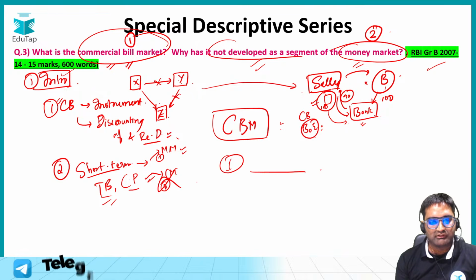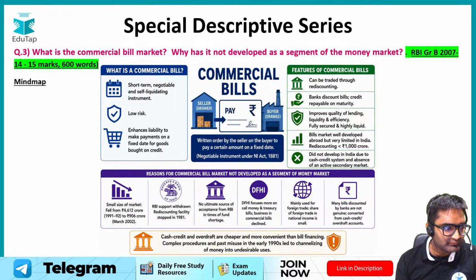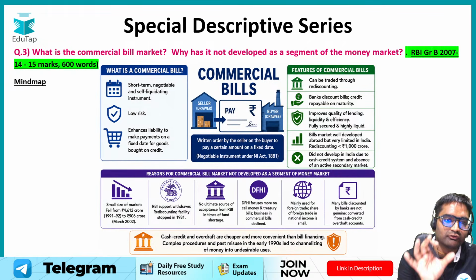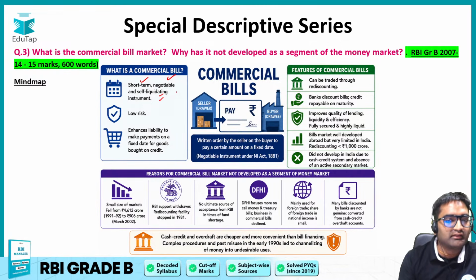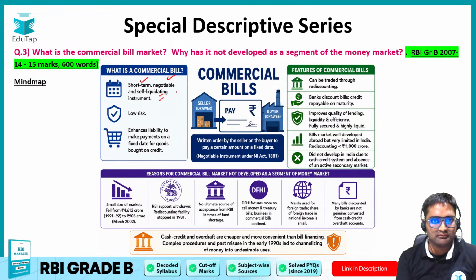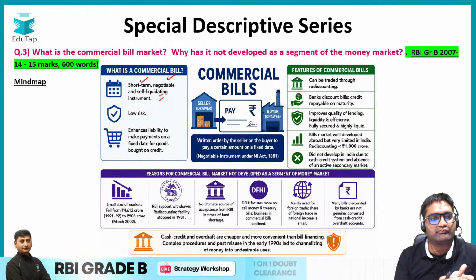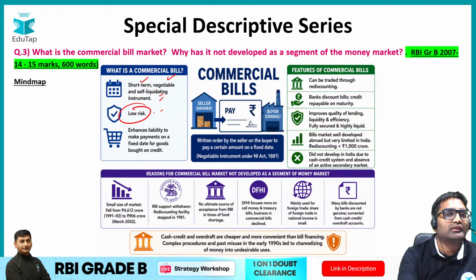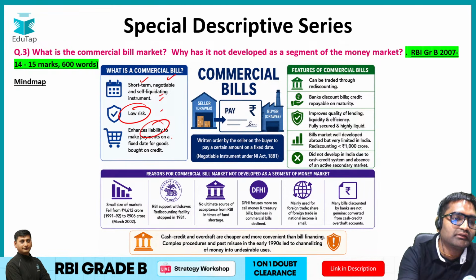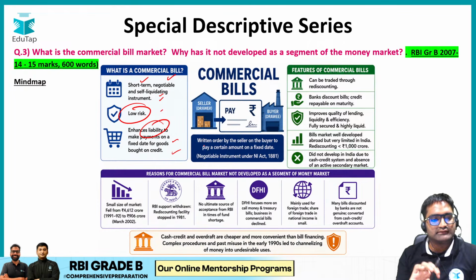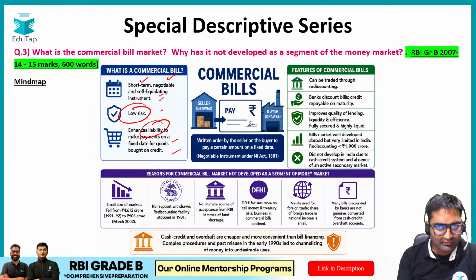Okay, so let us quickly have a look at the mind map in this regard. Right, so you can go for a mind map like this. It is a short term, negotiable, and self liquidating instrument. Once the payments are done, the commercial bill actually liquidates itself. Risk is very low, wherein the payment definitely has to be transferred. It enhances a liability to make payments on a fixed date with respect to particular goods.